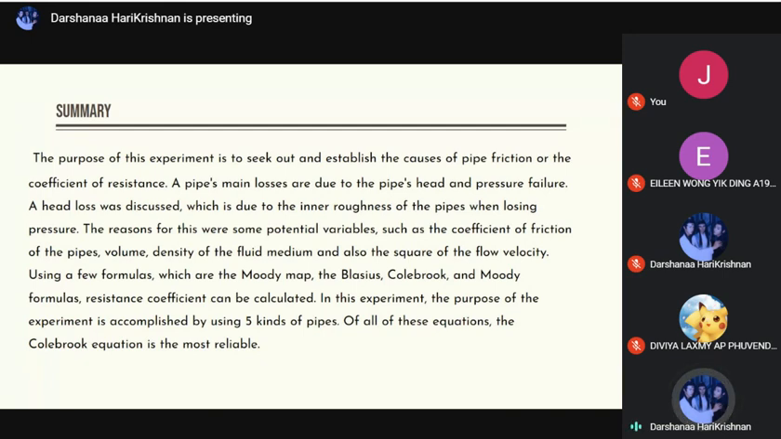Using a few formulas, which are the Moody chart, the Blasius, Colebrook, and Moody formulas, the resistance coefficient can be calculated. In this experiment, the purpose of the experiment is accomplished by using 5 kinds of pipes. Of all of these equations, the Colebrook equation is the most reliable.